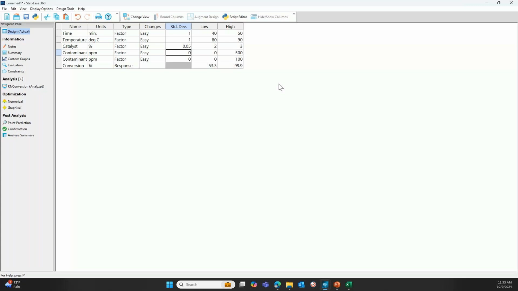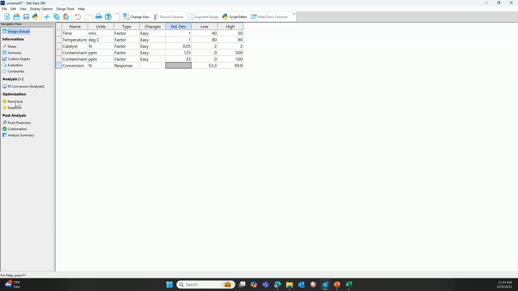All right, so what am I going to do for the contaminants? Well, I like to take 25% of the span. So 0 to 500, 25% of that would be 125, and 25% of the span from 0 to 100, well, that would be 25. So that's the standard deviation that I think is going to be kind of equivalent to 95% of the cases represented with those inputs. Okay, so now we have everything we need in order to use POE as part of the analysis.